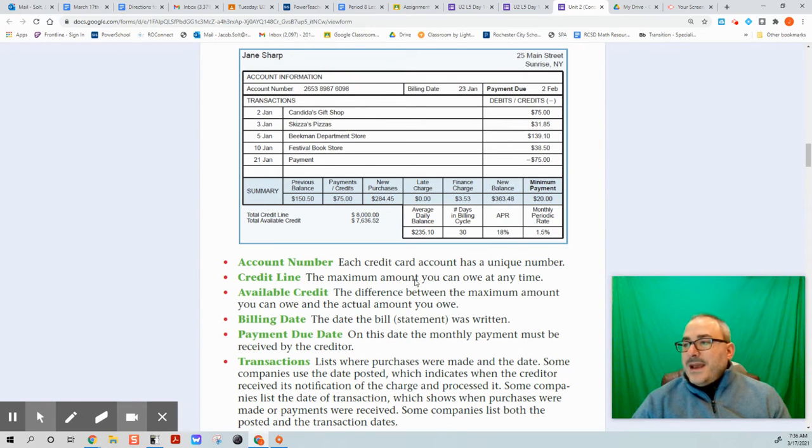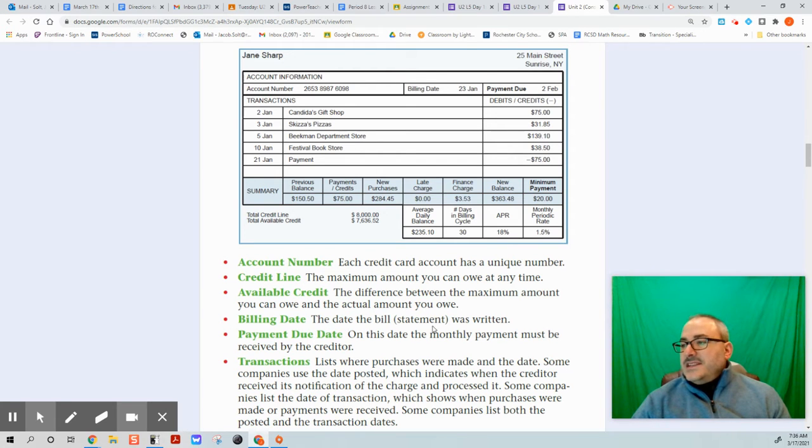The credit line is the maximum amount that you can owe at any time. Right here, total credit line $8,000. Available credit is the difference between the maximum amount you can owe and the actual amount you owe. So the total of available credit is right here. This person can still borrow up to $7,636.52. They have that much available credit left over.